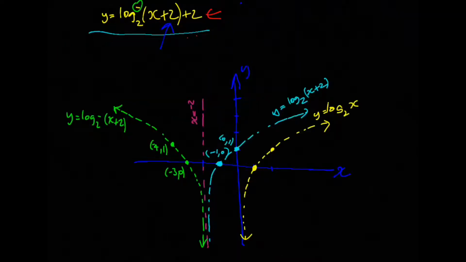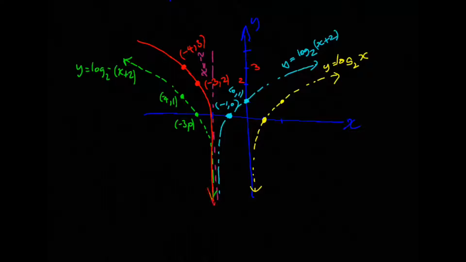So with the translation, the vertical shift of positive 2, we've got (negative 3, 0) now becomes (negative 3, 2). And (negative 4, 1) becomes (negative 4, 3). Now remembering there's no change to the asymptote. So this is the graph of y equals log to the base 2 of (negative (x plus 2)) plus 2.